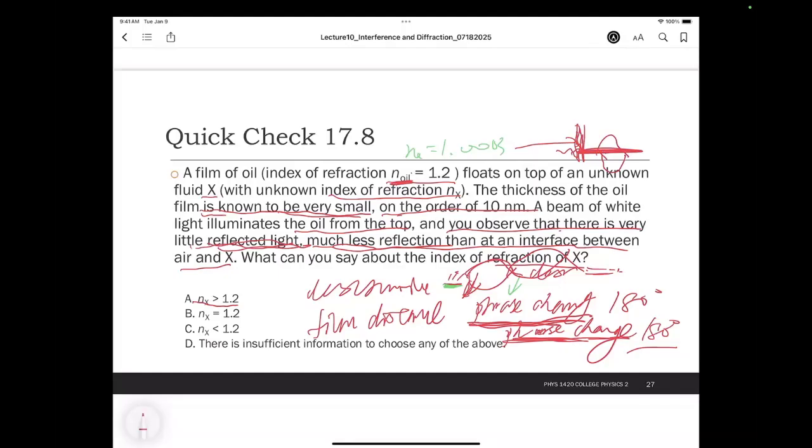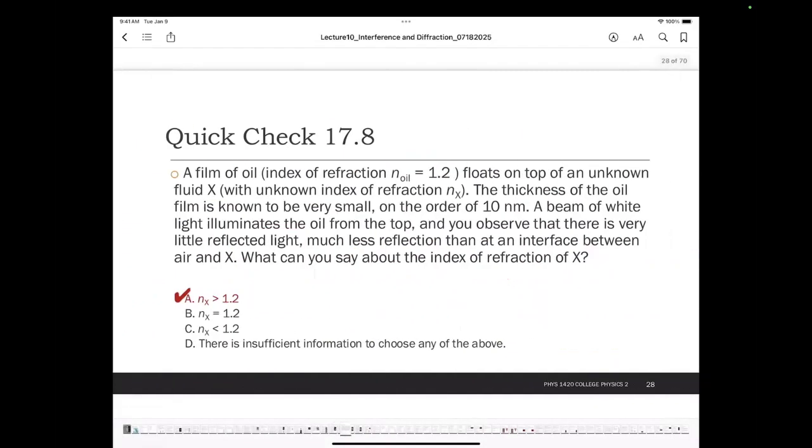Because there is no film thickness to consider, you can ignore it because it's so small. What you just need to think about is the phase change, and you need to make it change oppositely. So this one is the right answer. Does it make sense to you? Okay, let's continue.